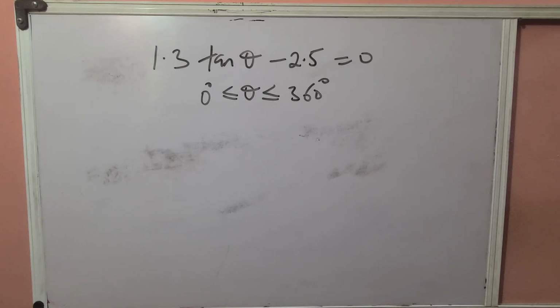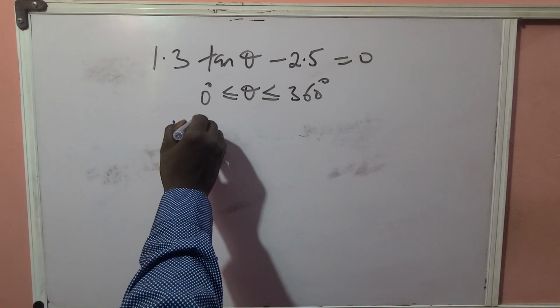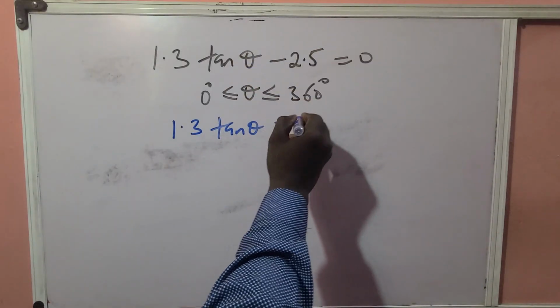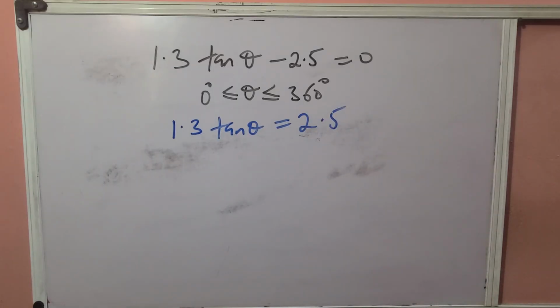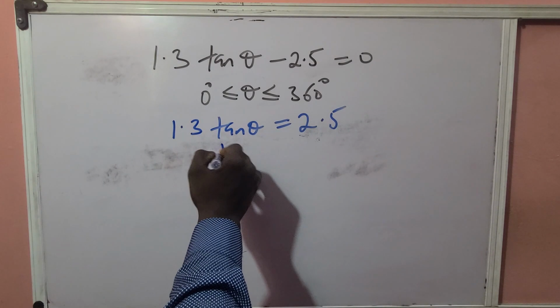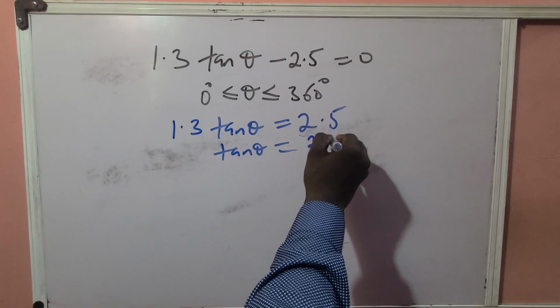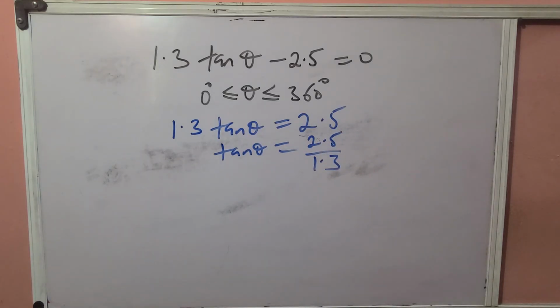All right, this is quite simple. You use your understanding of algebra to go about the first step here. So we know that 1.3 tan theta here will be equals to, when you shift this to the other side, 2.5. And then the next thing to do is, you divide both sides by 1.3. So tan theta will be 2.5 divided by 1.3. In this place, you would have to make use of your calculator, and that will be 2.5 divided by 1.3. What you have there is 1.930.